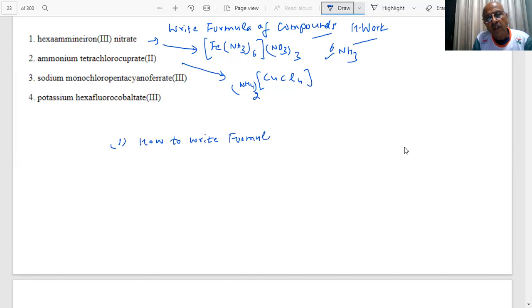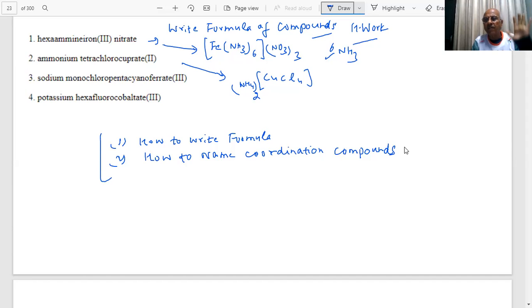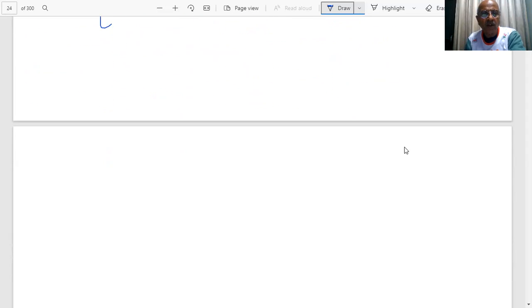Two things we have done, and second, how to name the coordination compounds. This we must learn, students. Okay? This we have done. Any doubts here? Now some homework has been given, so you can try the homework, students.